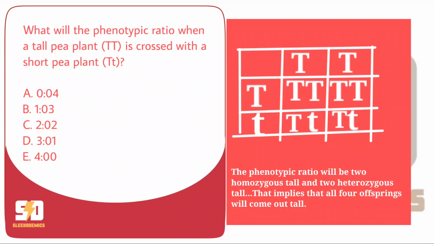When it is crossed, the phenotypic ratio will be 2 homozygous tall and 2 heterozygous tall. This implies that all the offsprings will come out tall. So the correct answer here should be E, which is 4:0:0. That means all the 4 offsprings will come out tall.